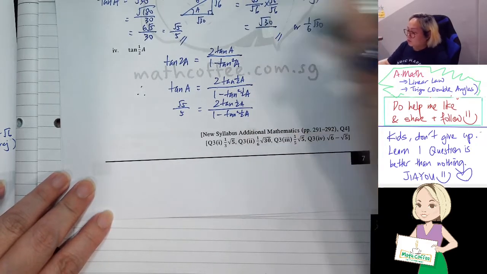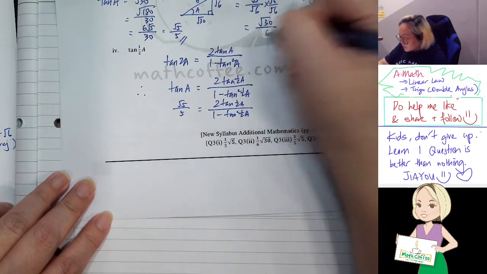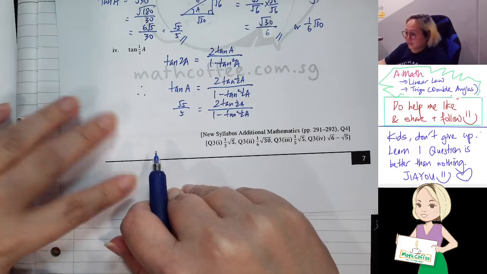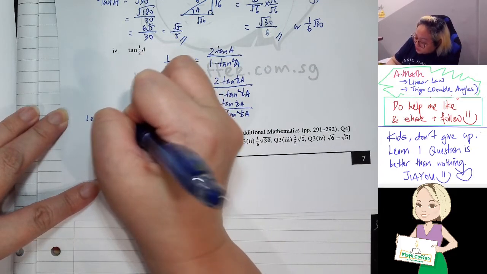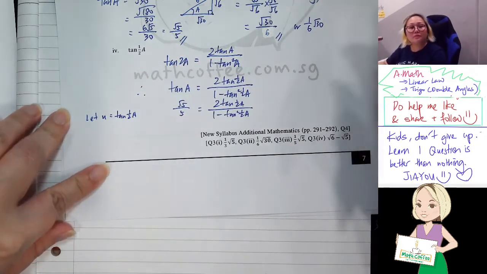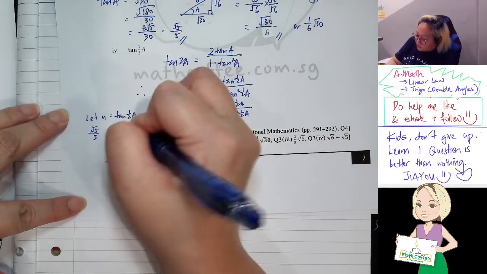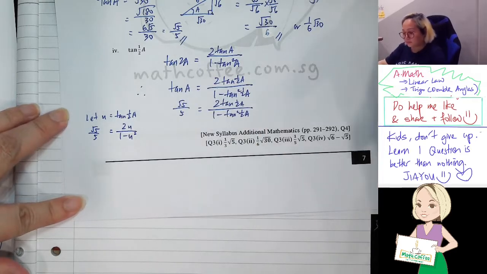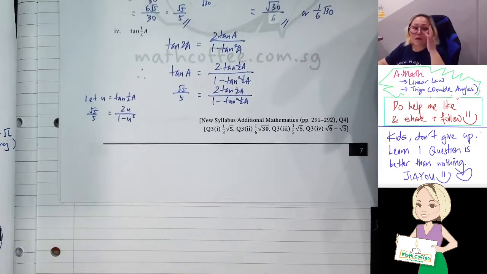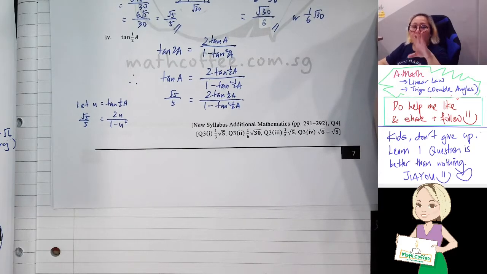So what you can do is let U equal tangent half A, so it's easier to see. So square root 5 over 5 equals 2U over 1 minus U squared. I just temporarily substitute the tangent half A with U, so at least my equation doesn't look so complex and I don't have to write so much.